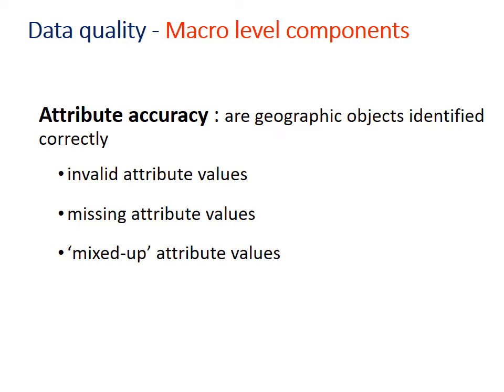And with respect to the attribute accuracy, all the geographic objects that you have identified have to be entered with the attribute values. Sometimes there may be an invalid entry into the attributes. Sometimes there may be missing attributes. You would have missed some attributes while entering, and there may be mixed up attributes. Instead of entering a value for one spatial entity, you would have entered it in another spatial entity, which would create mixed attribute values. This will create some trouble when you go for your analysis with respect to your attribute values. So this is one of the quality errors that we need to correct.